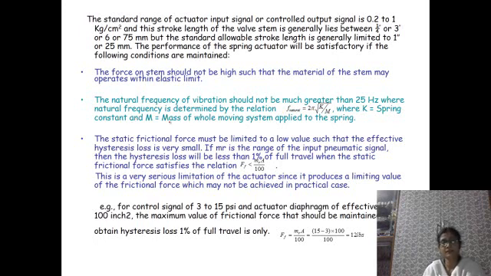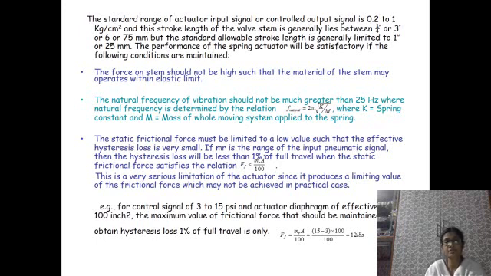Next, the natural frequency of vibration should not be greater than 25 Hz, where the natural frequency is determined by f natural is 2 pi root K by M. K is the spring force and M is the mass of the moving system applied to the spring. That means it should operate within the periodic natural frequency of the vibration.